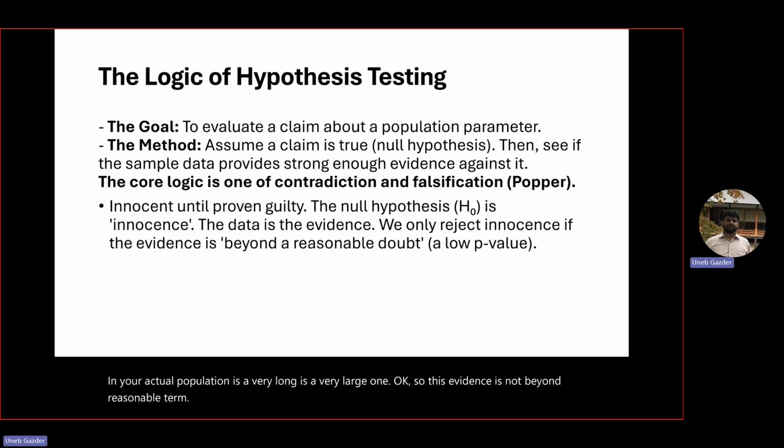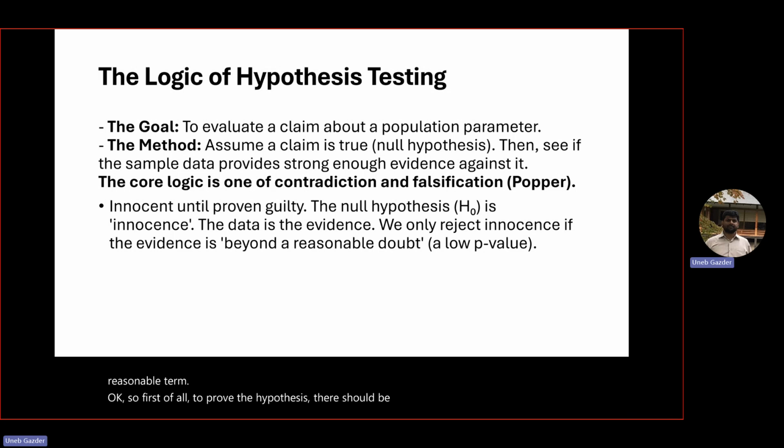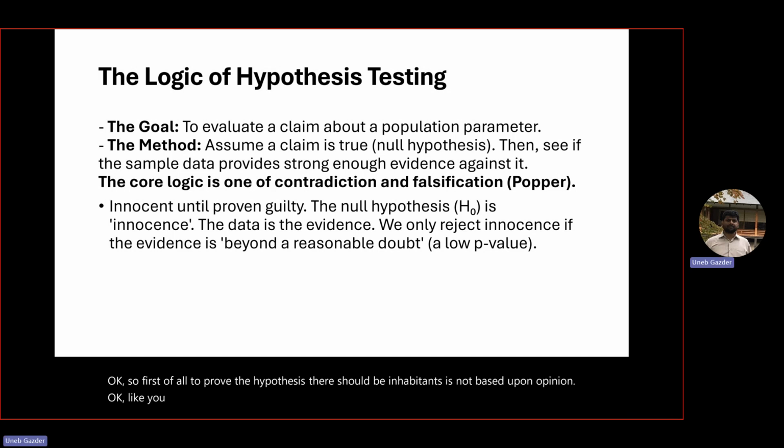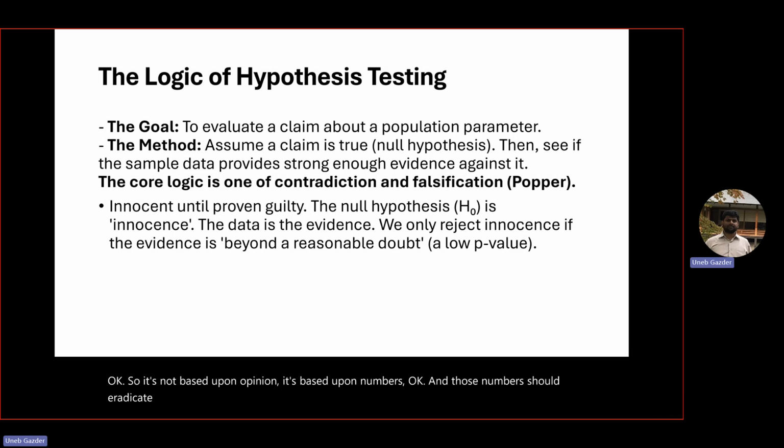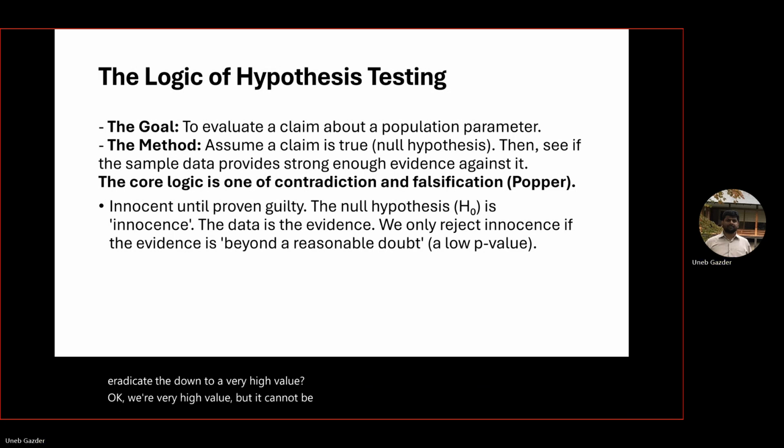So to prove the hypothesis, there should be an evidence. It's not based upon opinion. Like you were saying, it's very close. Somebody else may come and say, no, it's 2 miles per hour, this is a lot. So it's not based upon opinion, it's based upon numbers, and those numbers should indicate the doubt to a very high value, but it cannot be perfect, obviously.